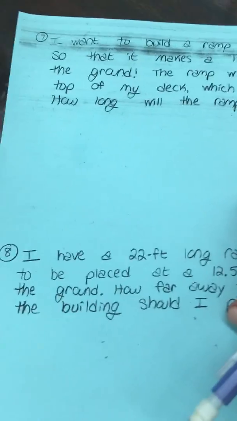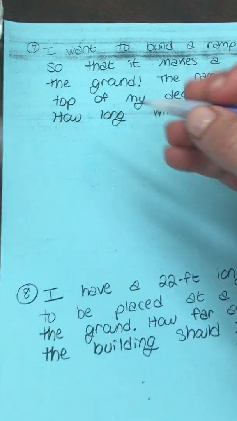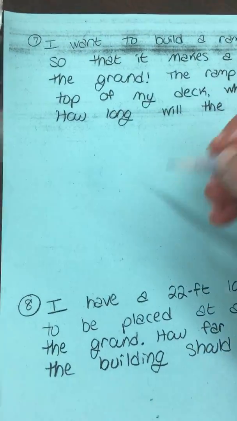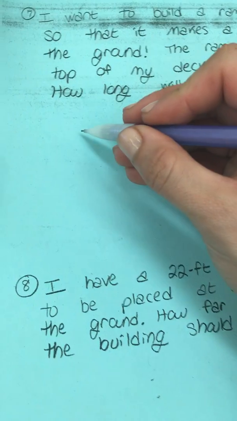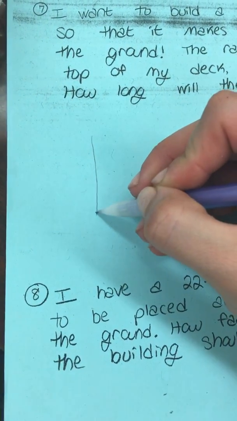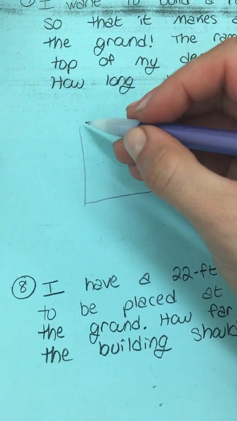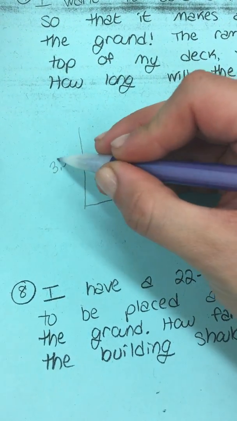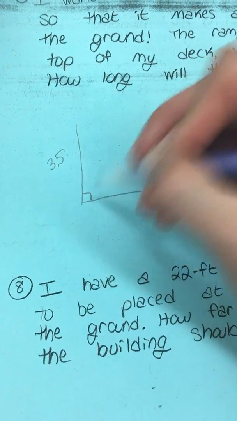Whenever you have a word problem like this, I would always sketch it out first. It doesn't matter which way you go. I'm just envisioning my backyard, and I'm seeing that my stairs are here, 3.5 feet tall, make a 90-degree angle with the ground.